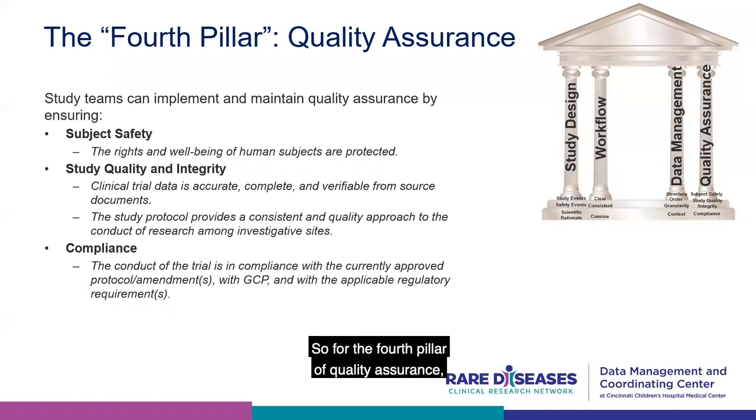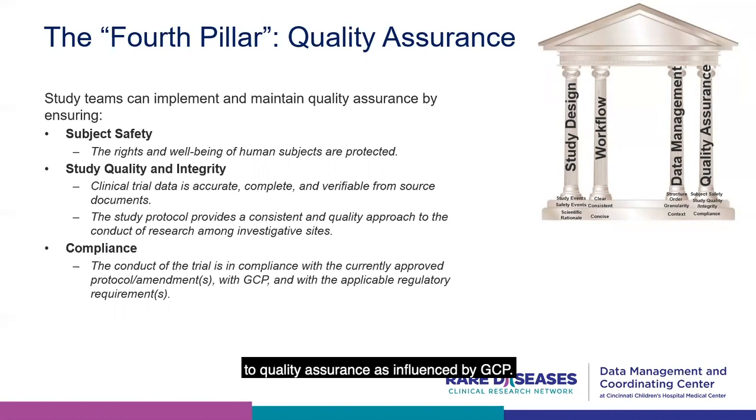Thanks, Nate. So for the fourth pillar of quality assurance, I wanted to set the stage and start off by outlining 3 key elements to quality assurance as influenced by GCP. So these include subject safety, study quality and integrity, and compliance.